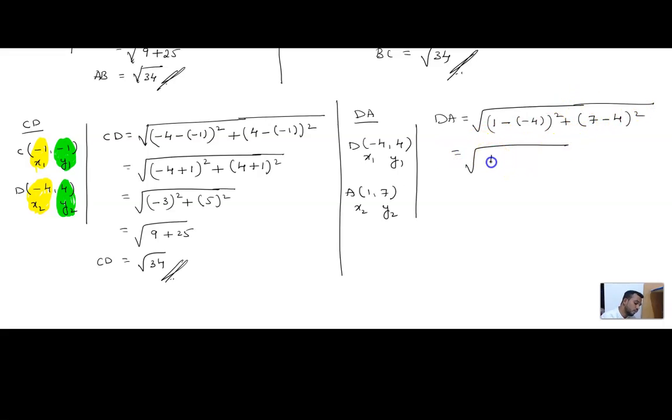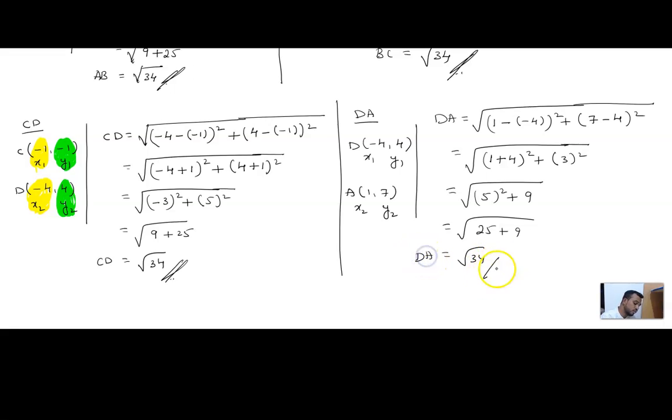So root of 1 minus into minus is plus 4 whole square plus 7 minus 4, that is 3 whole square. So root of 1 plus 4, that is 5 whole square, plus 3 square is 9. So root of 5 square is 25 plus 9, that is root 34 units. Now we can see that the distance between AB, BC, CD and DA all are root 34 units. It means all the sides are equal.